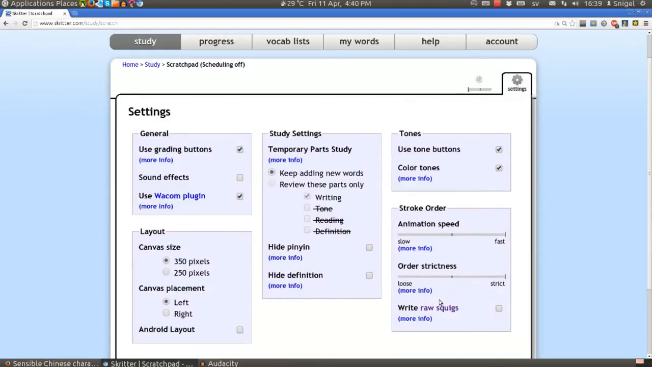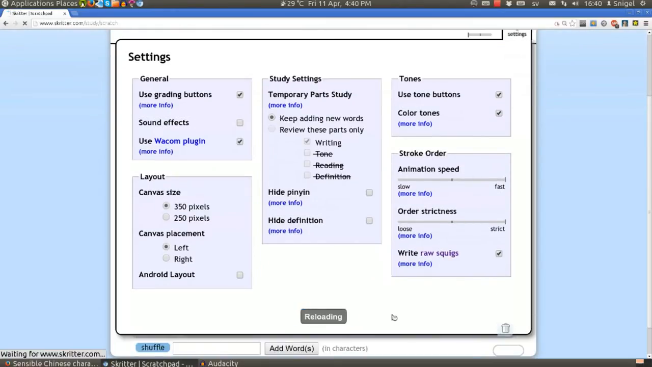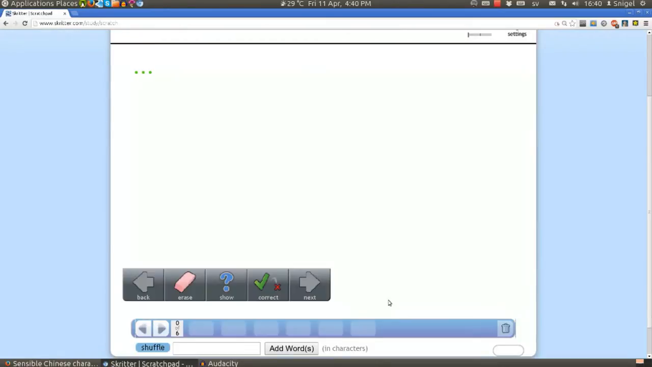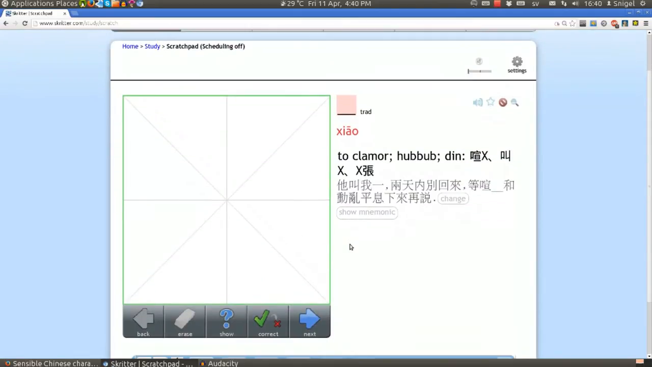So we go to Settings, and we go to the bottom right corner. We have something called Raw Squigs. It's a very cute name, I think. You check this little box, and you save changes and reload the page. Okay, so what does Raw Squigs mean? It means that instead of drawing idealized or the correct or beautiful model characters for you, Skritter will just show you whatever you write. So let's try our examples again and see how we would have fared with this feature turned on.